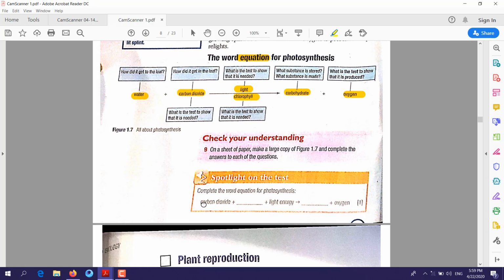We said carbon dioxide plus what? Plus water. So here there will be water, okay? With the help of light energy, it will produce what? It will produce carbohydrate, or you can say it will produce sugar. Sugar plus oxygen.